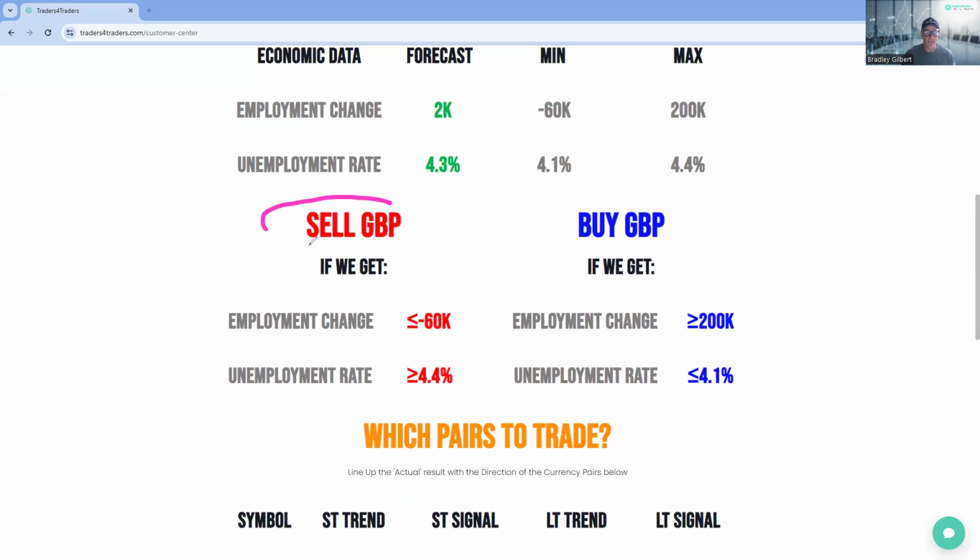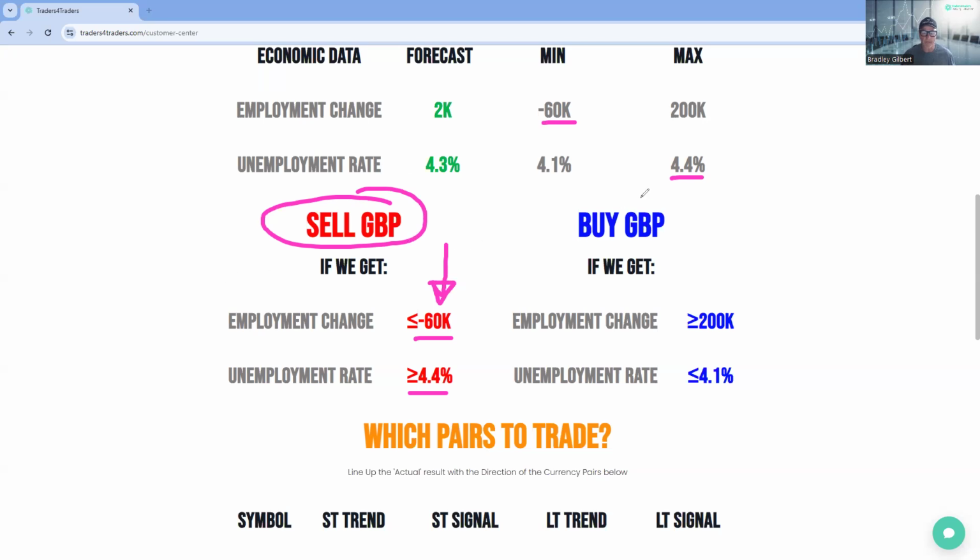So you sell sterling, right? If the data is on the bottom end of the range, right? So minus 60K, if it's equal to or less than that, sell sterling. At the same time, if the unemployment rate comes out greater or equal to 4.4, it's like a double whammy, right? The employment numbers have like a two-factor situation. So what we need is weaker numbers, and if we get them, you sell sterling.